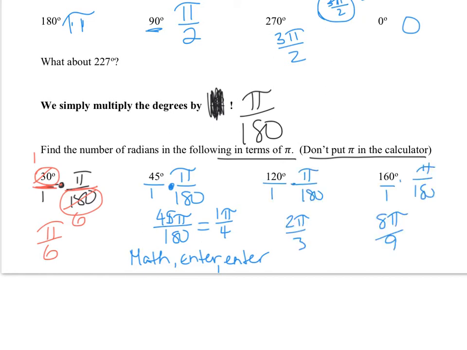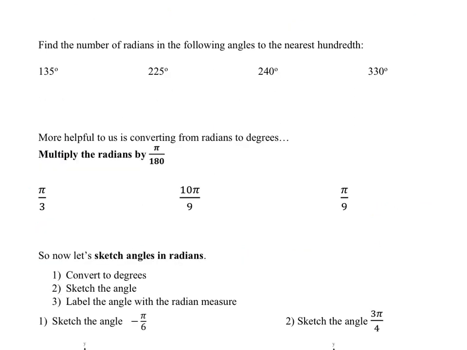Okay, so here they are. This one is 2 pi over 3, and this is 8 pi over 9. All right, next. Sometimes we also ask you to find it to the nearest hundredth. So that means you put pi in the calculator. It's weird, but this is the harder one, and this is the easier one. To me, it's weird, but we simply do the same thing.